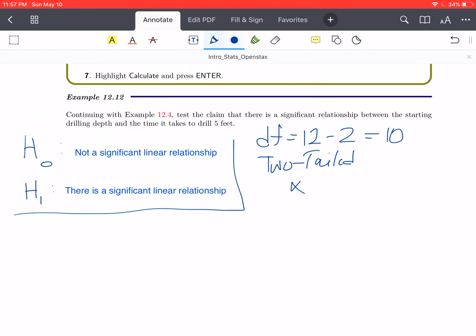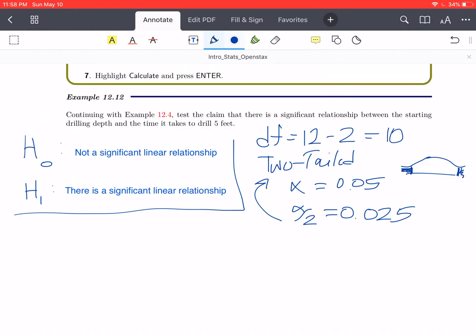Okay, so in our alpha value, it doesn't specify. So when it doesn't specify, we typically just go with 0.05, so 5%. So then our alpha over 2 value is 0.025. And why are we doing that? Because it's two-tailed, so each tail of this relationship is going to have alpha over 2, and then this tail is going to have alpha over 2 as well.